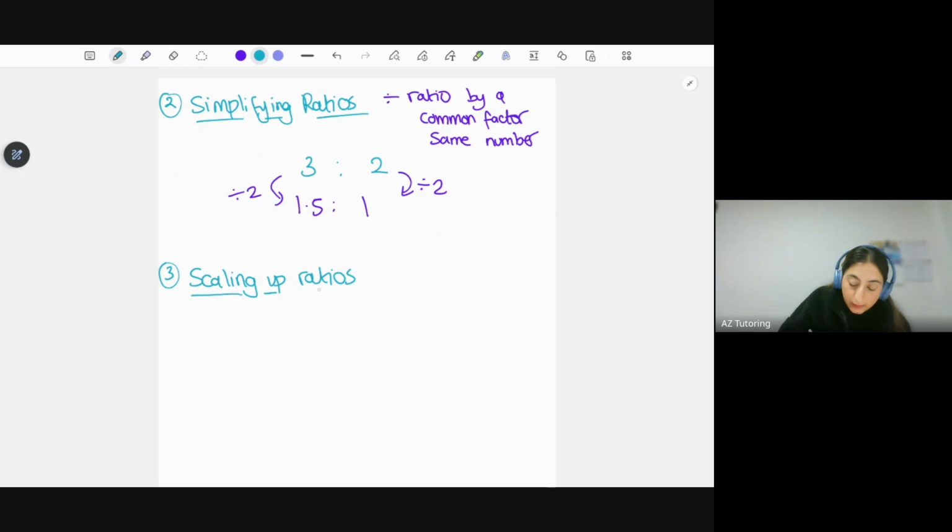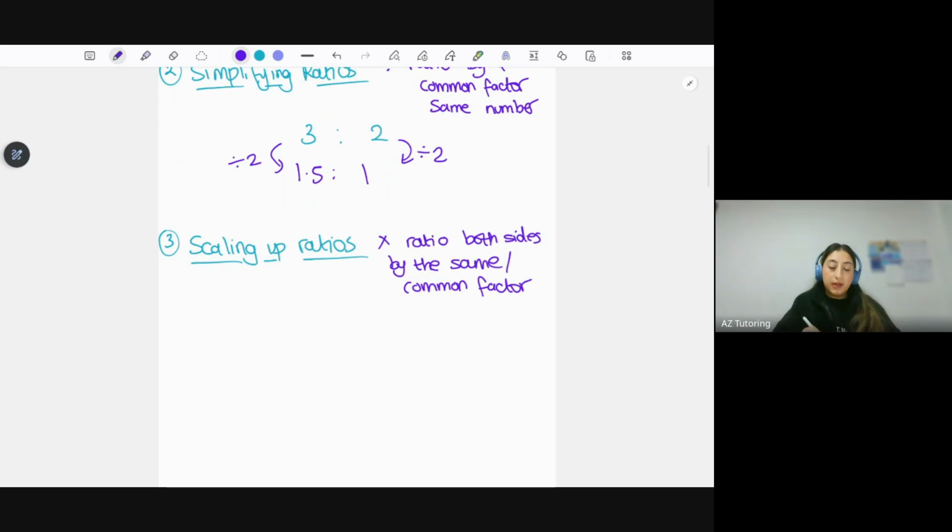So scaling up ratios just means you are timesing both sides by the same, or you could say common, factor.